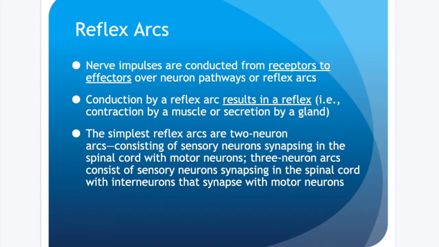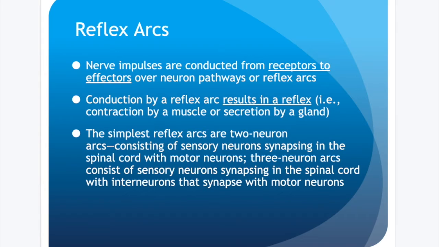So next we're going to take a look at reflex arcs, which shows us how our reflexes work. Our nerve impulses have to be conducted or sent from receptors, so in the case of touching something hot, that would be in your skin, to effectors over neuron pathways, or what we call reflex arcs. There's conduction by a reflex arc that's going to result in some kind of reflex. So in our example we've been using, the reflex would be you pulling your hand away from the hot object.